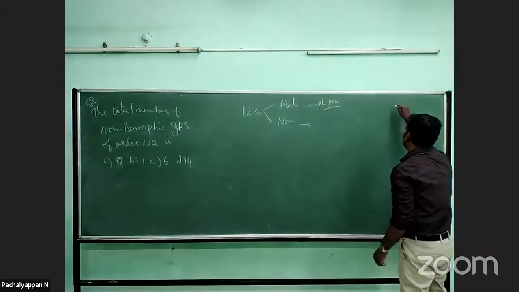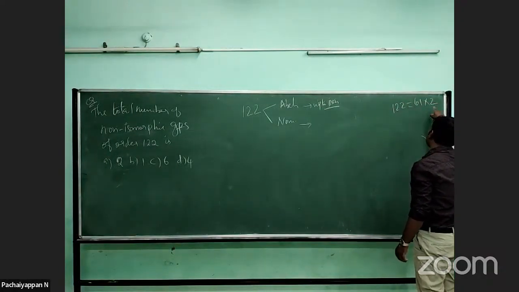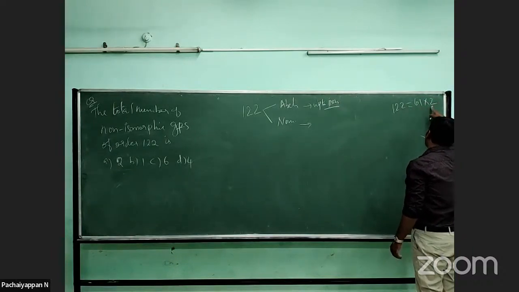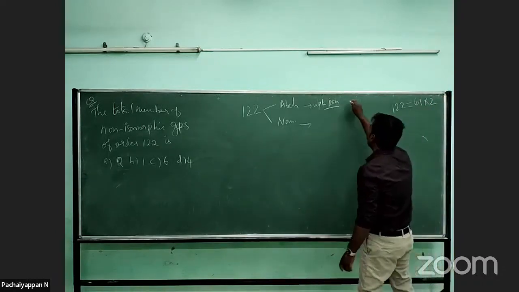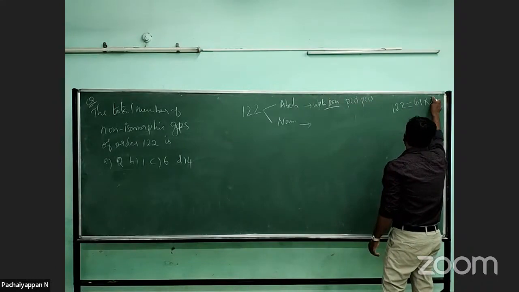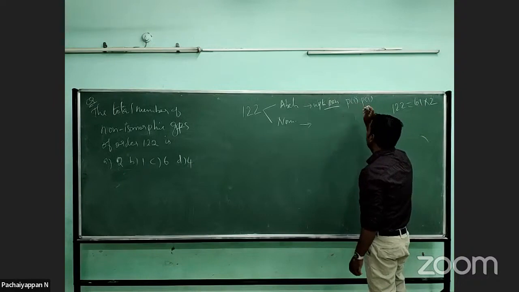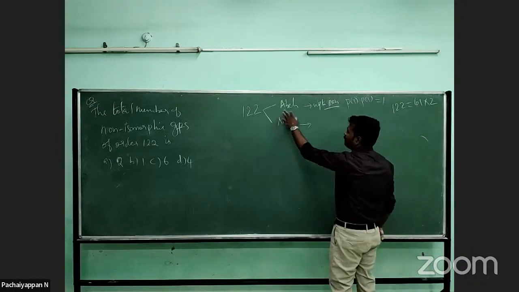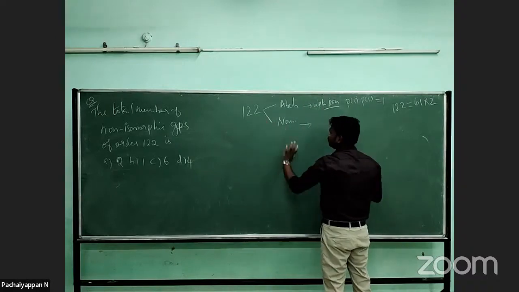P of 2 into P of 61, sir. Good. 122, I can write 61 into 2, right? Yes. 61 is a prime and 2 is also prime, and the powers alpha 1 and alpha 2 are both 1. So abelian groups: P of 1 into P of 1. P of 1 is 1, 1 into 1 will be 1 only. So the number of abelian groups up to isomorphism of order 122 is 1.